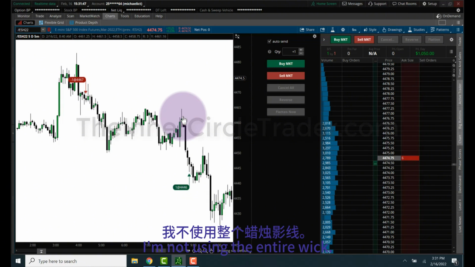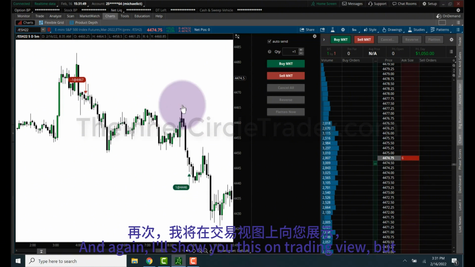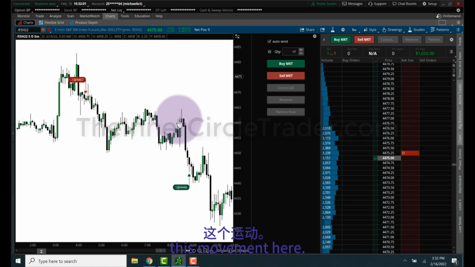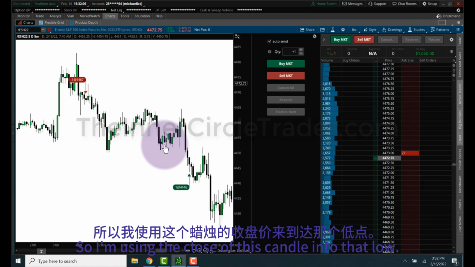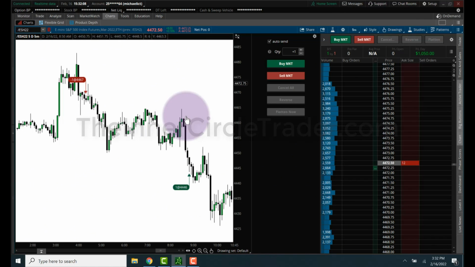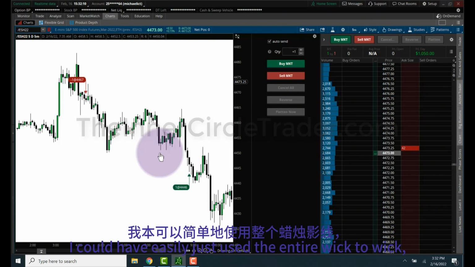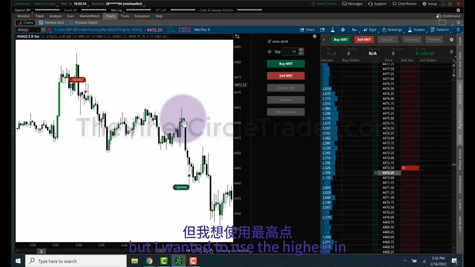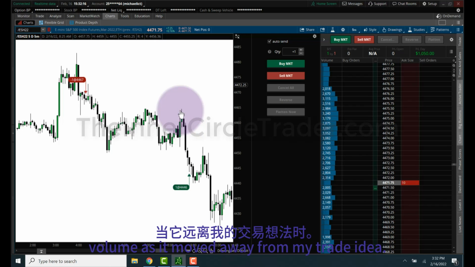Now I'm not using the entire wick, and again I'll show you this on TradingView, but the reason why I used the 4,446 level to cover was this movement here. So I'm using the close of this candle into that low. Now it's just a finesse thing. I could have easily just used the entire wick to wick, but I wanted to use the highest in volume as it moved away from my trade idea.